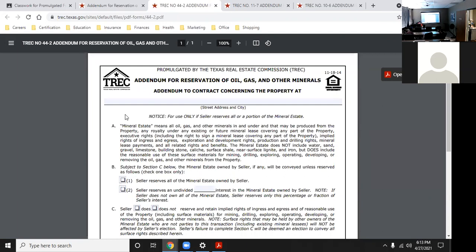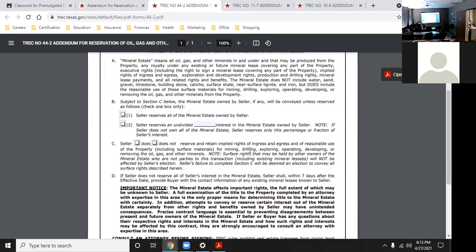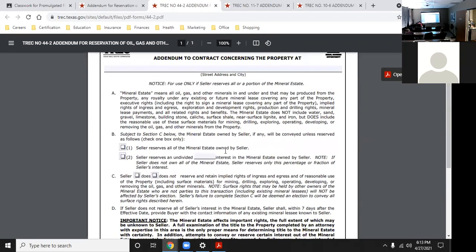So then the new buyer would automatically, it would just default as a 100%. Yeah. So basically, if the seller wants to keep all mineral rights, they would just check box one. If they only wanted to keep some, they put it here, and like I said, put undivided 75% interest here.